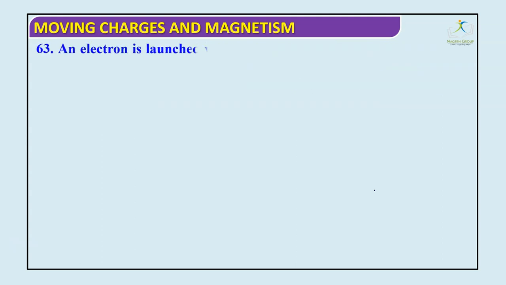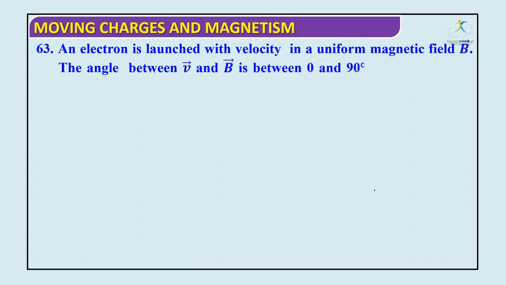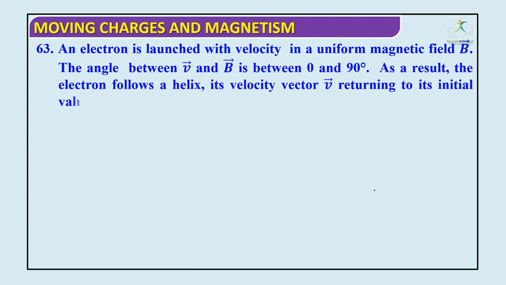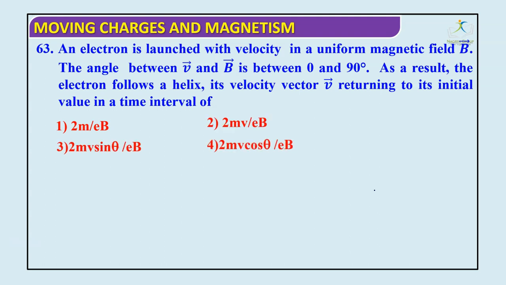Now the next question, we have an electron launched with velocity v in a uniform magnetic field B. The angle between v and vector B is between 0 and 90 degrees. As a result, the electron follows a helix. Its velocity vector returning to its initial value in the time interval of, we have these options. So the correct answer for this question is option second.